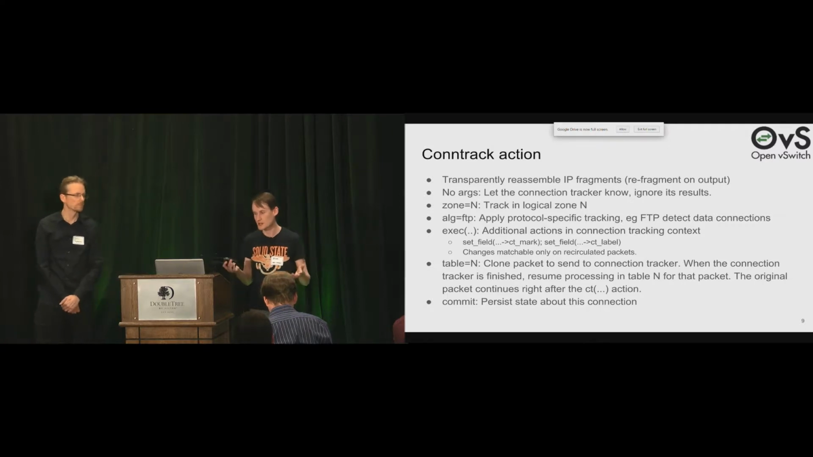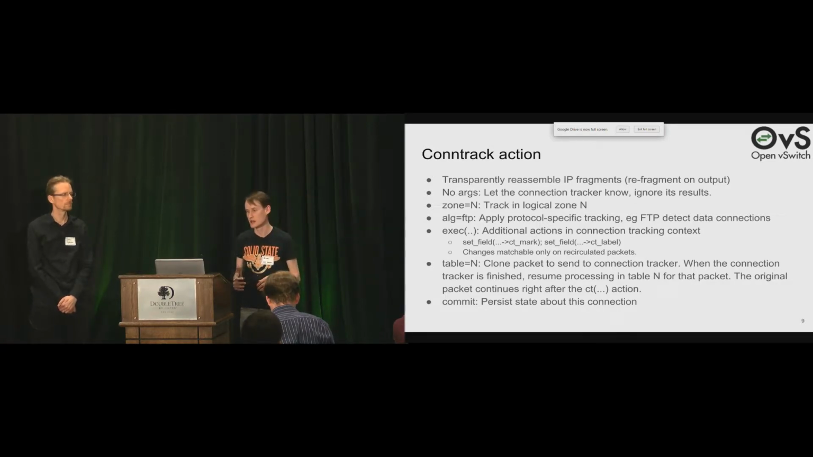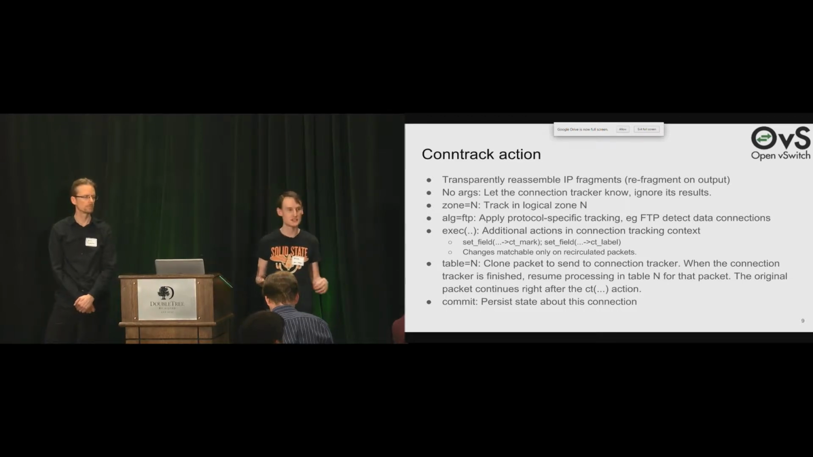If you pass no arguments to the CT action, it will just let the connection tracker know, but it won't necessarily commit the connection to the connection tracking table. If it's already there, then it may account stats or change the TCP state. But if it's not already in the connection tracking table, it'll probably be a no-op. You see the zone there, so you can specify inside the CT action which zone it's going to apply to.